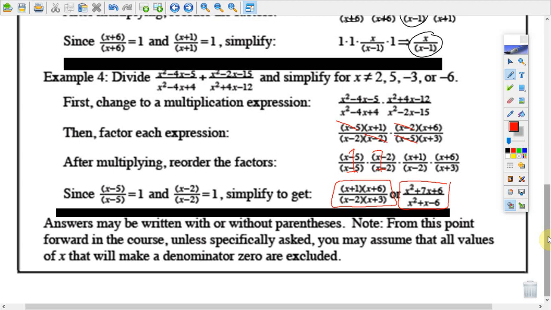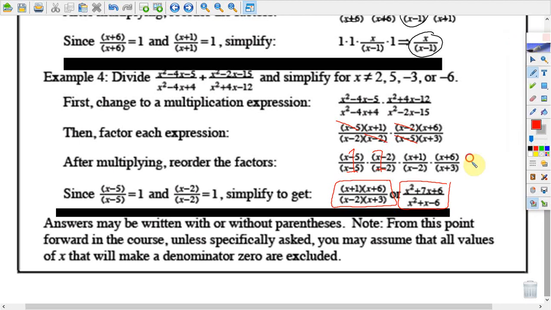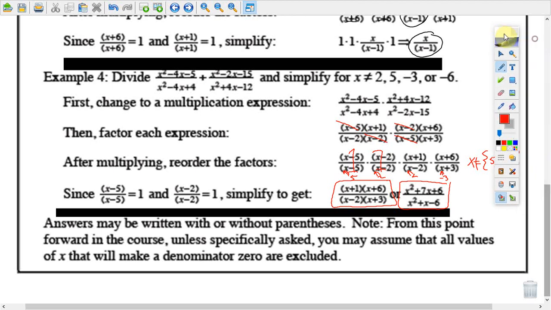Okay, and again, x cannot equal on this 5, 2, 2 we already said, and negative 3. So 5, 2, negative 3. If you graph those, you would have holes or asymptotes there, indicating that there's no x value that's possible.